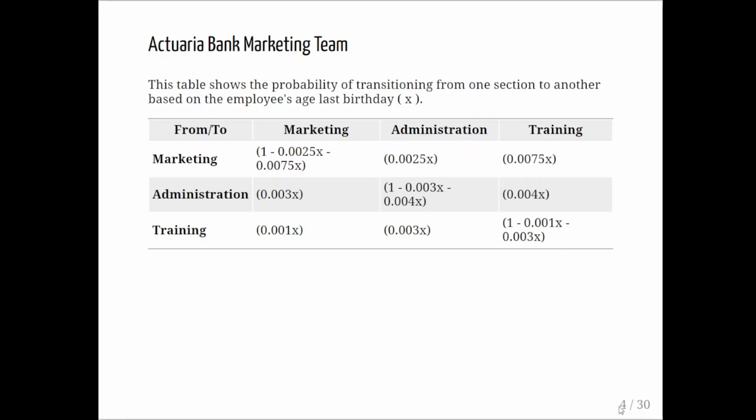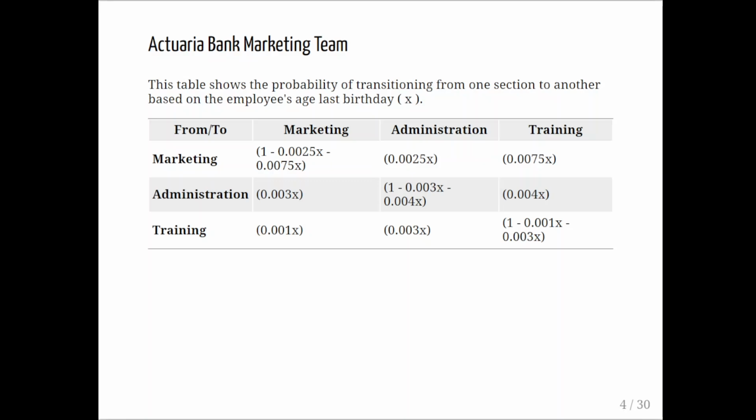So the probability of staying in marketing is 1 minus 0.0025x minus 0.0075x. And again, x is age at last birthday. The probability of transitioning to marketing is 0.0025x. Okay, and again, x is age. Our transitioning to training is 0.0075x. So essentially, just rough guess, I'd say that a lot of people stay in their own sections. Just general impression from that transition matrix.